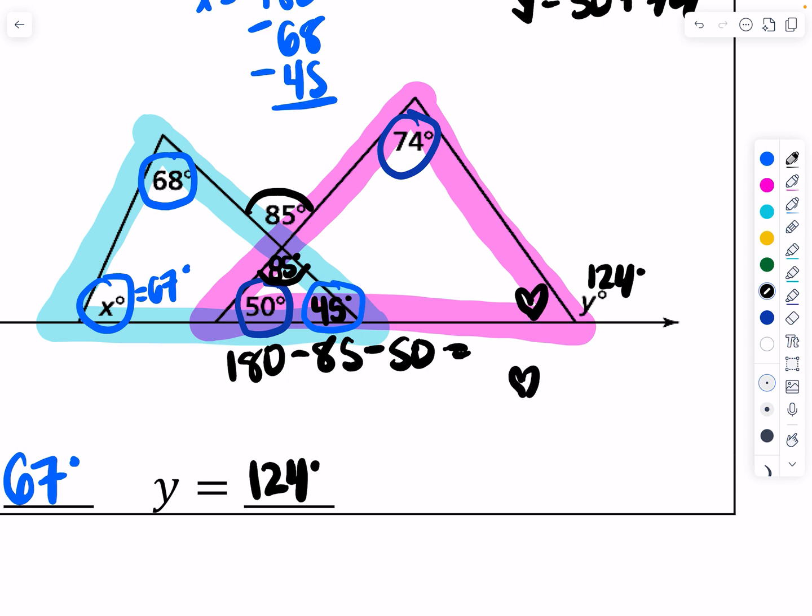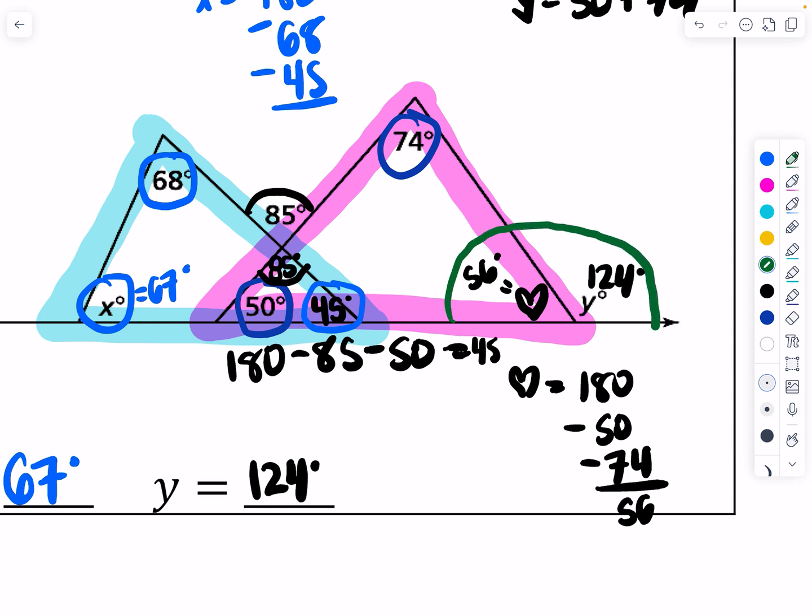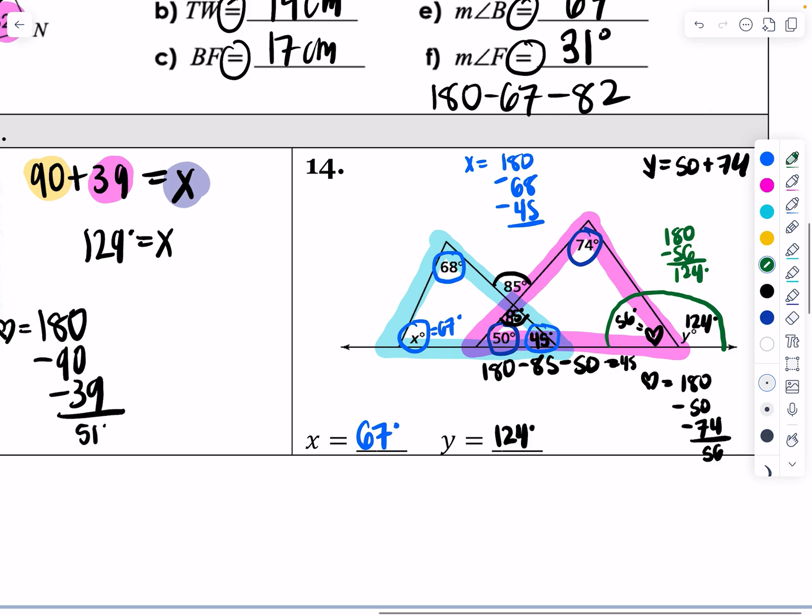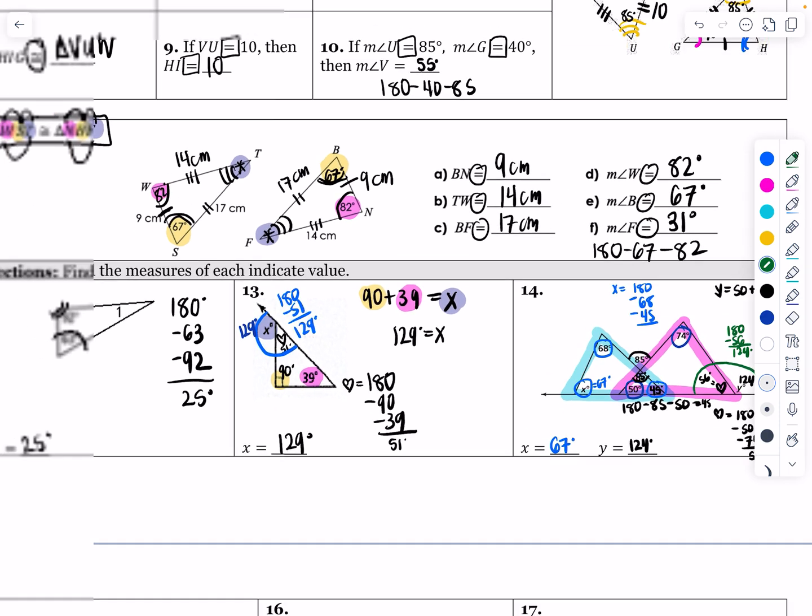How do I find the heart angle? The heart angle is going to be equal to 180 minus 50 minus 74. When I do that, 180 minus 50 minus 74 is going to give me 56 degrees. If the heart is equal to 56 degrees, then because linear pairs add up to 180, I could do 180 minus 56, and that's going to give me 124. So there are multiple ways to solve this problem, and we wind up in the same spot no matter what.